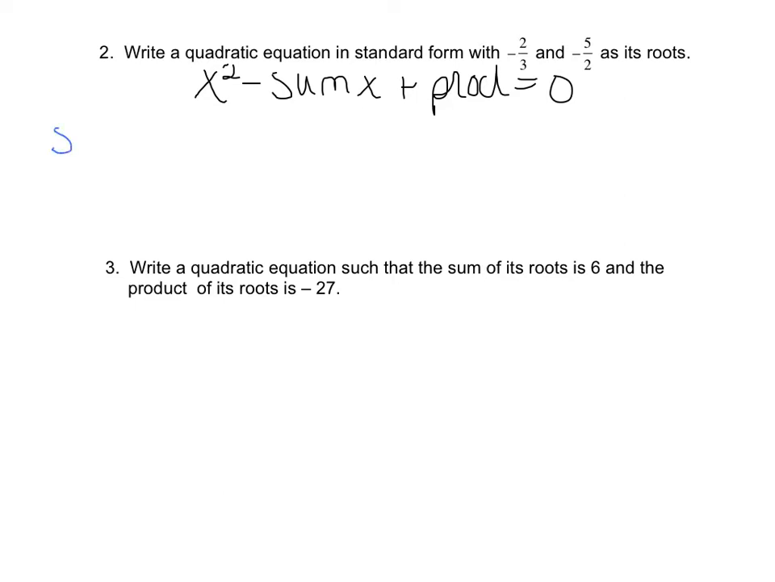So the sum is going to be negative 2/3 plus negative 5/2. And actually, this is exactly how you'd put it in the calculator. Then after you hit enter, you'd go math fraction, enter again, so that it would be simplified. And the sum comes out to be a negative 19/6.